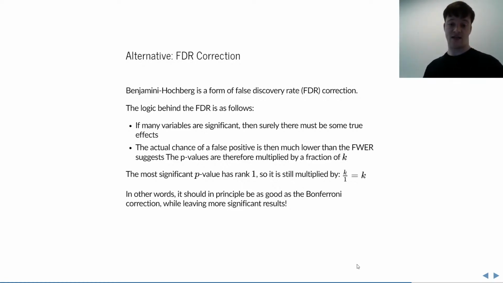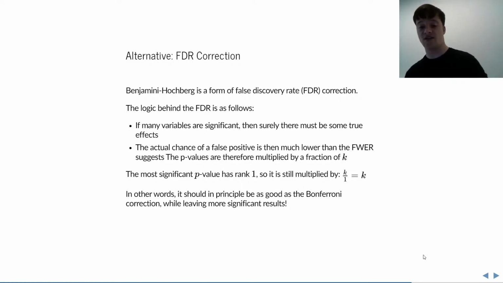And the most significant p-value has rank 1, so it is still multiplied by k. So it is still in principle as strict as the Bonferroni correction, while allowing more significance after correction.